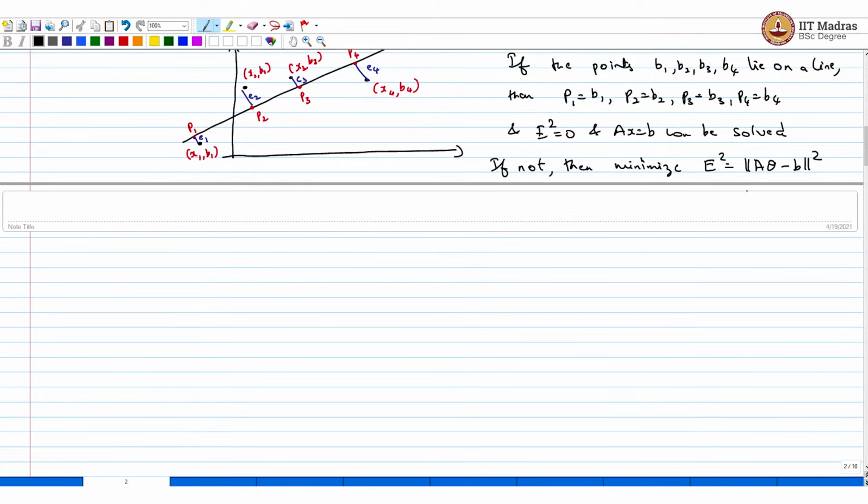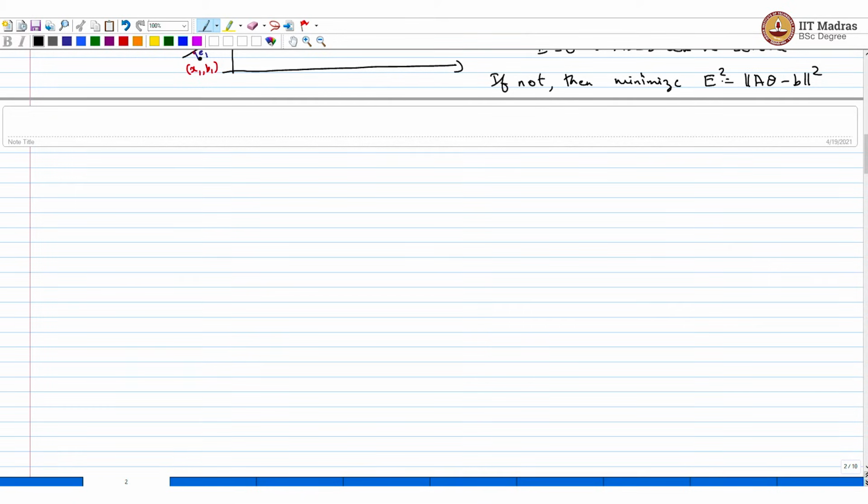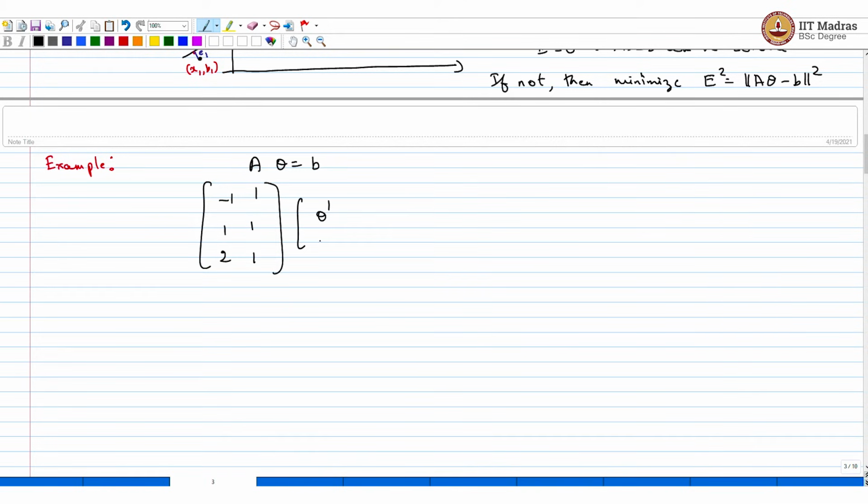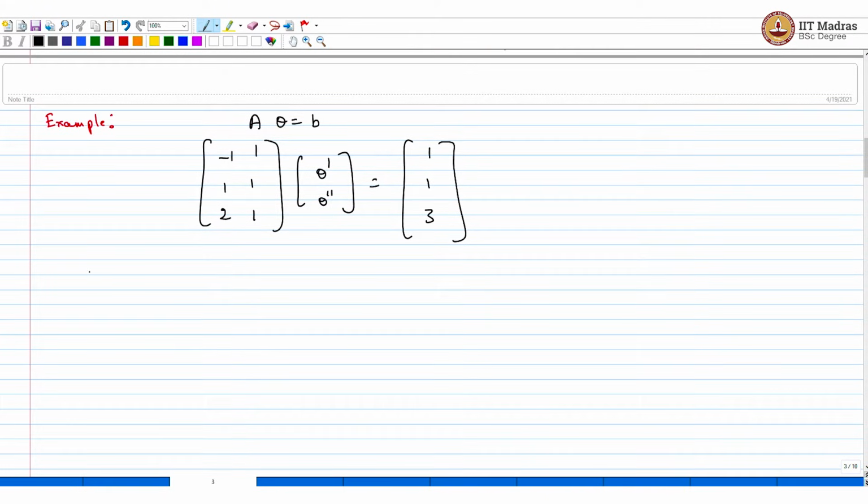So, look at a quick example to make this idea clear. Let's take a very simple example. Imagine you have the following A theta equals b, where A is just 1, 2, add the constant offset, and theta prime, theta double prime equals 1, 1, 3. So this is your A theta equals b. The first thing to check is, is this system solvable? Is A theta equals b consistent?